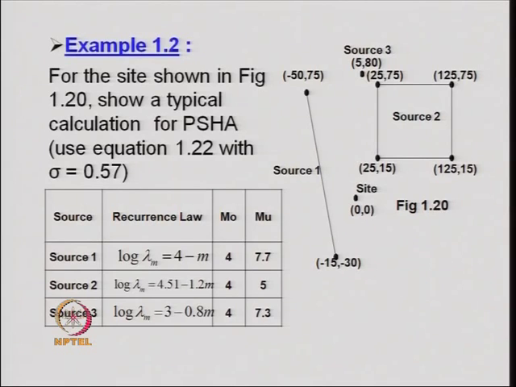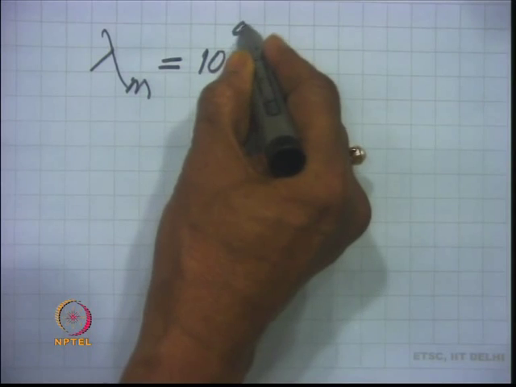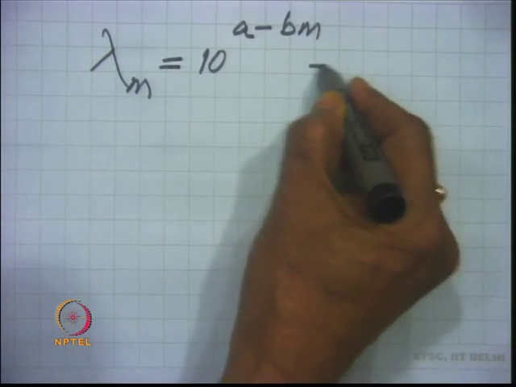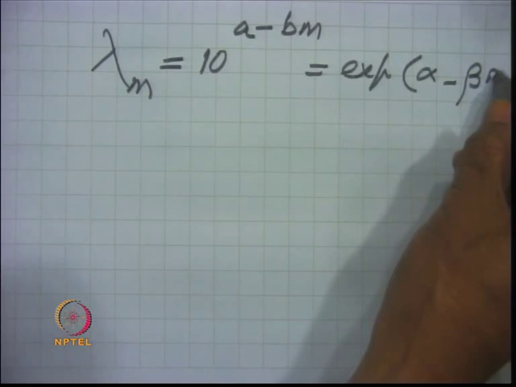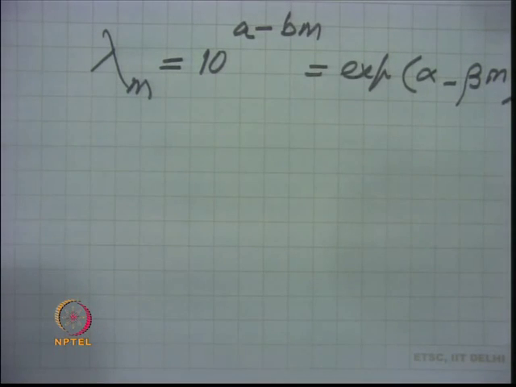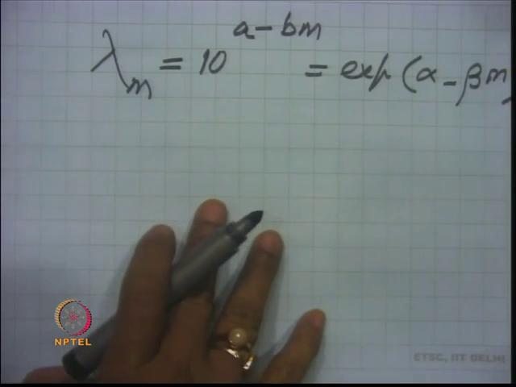Before I go into the example, let me repeat some of the basic formulas that are used for calculating the PSHA, which we discussed in the last lecture. The average rate of exceedance of an earthquake of certain magnitude is given by the Gutenberg relationship, and this is lambda m equal to 10 to the power a minus b m, equal to exponential of alpha minus beta m, where m is the magnitude of earthquake which is being exceeded.